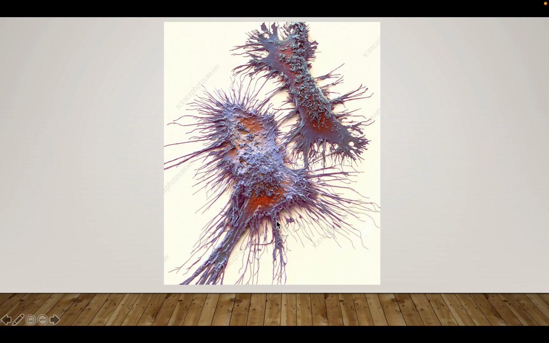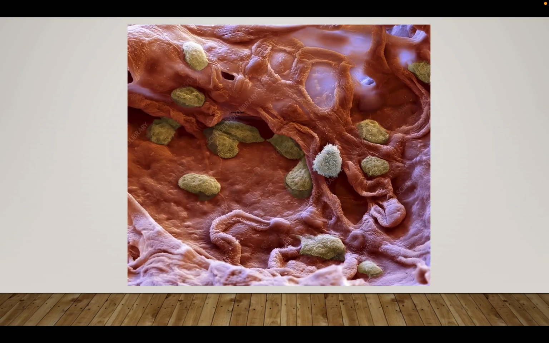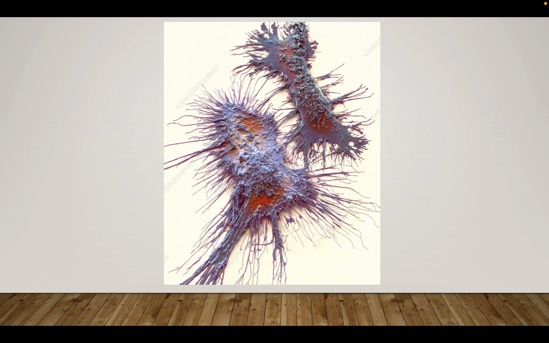This is a microglia cell. And so these are common and found in the central nervous system, and they perform a similar function. They are the macrophage phagocytic cell of the nervous system, just like you have the Kupffer cells in the liver, and here you have the alveolar macrophages in the lung.